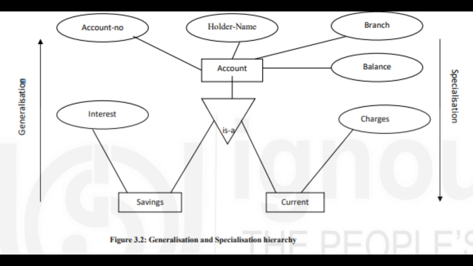Example 1. A bank has an account entity set. Any account of the bank can be one of two types: 1. Savings account and 2. Current account. The statement above represents a specialization, generalization hierarchy. It can be shown as Figure 3.2, Generalization and Specialization Hierarchy. Look at the screen.